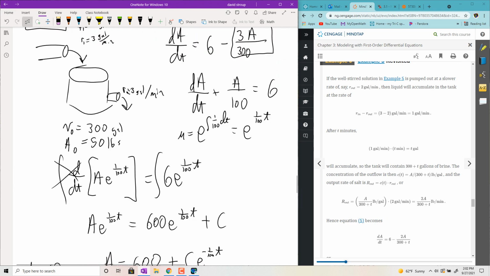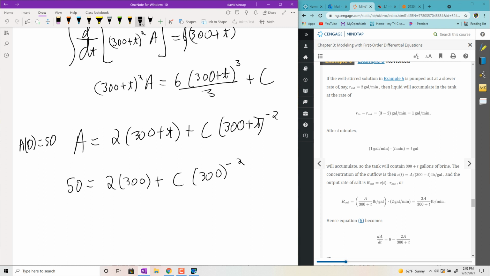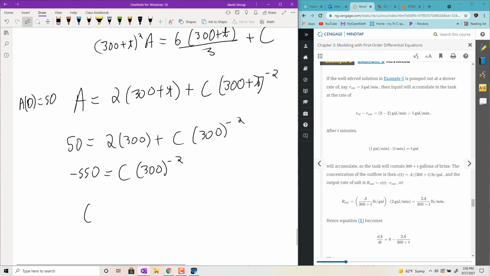So I think they want the same initial value as 50. So a of 0 is 50. So you can plug that in here. You get 50 equals 2 times 300 plus c times 300 to the negative 2. So you got 600. 50 minus 600 is negative 550 equals c times 300 to the negative 2. And then divide by 300 to the negative 2, or multiply by 300 squared, better yet. You get negative 550 times 300 squared.